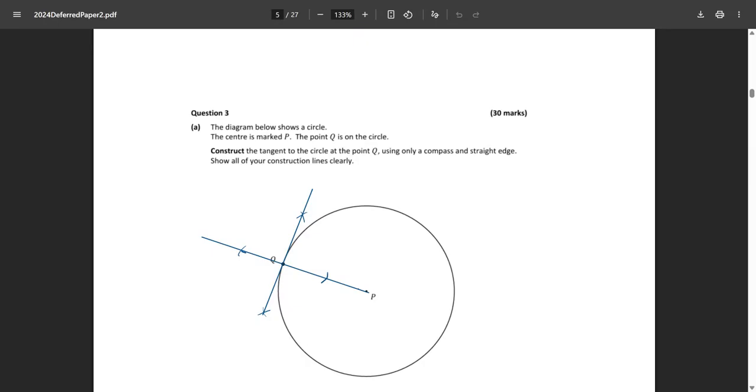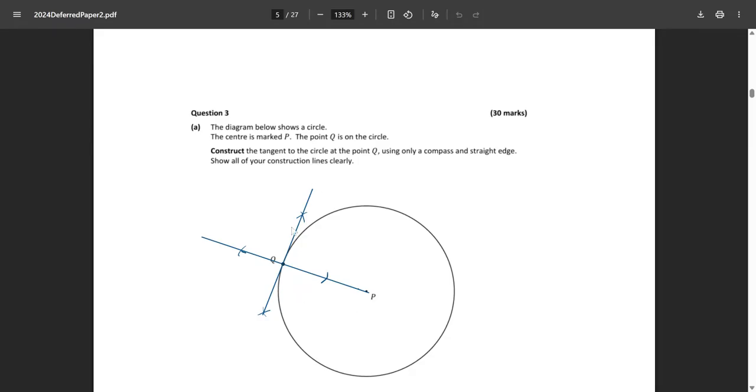This is 2024, the deferred paper, paper 2, question 3. So question 3 starts off with construction. We're given just this circle with the centre P and a point on the circle, Q, and we're asked to construct a tangent. So I've done it here already, so I'll just walk through it and show the steps.